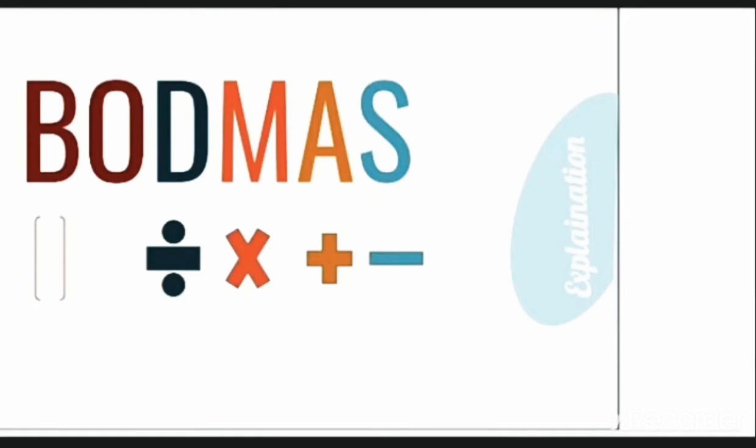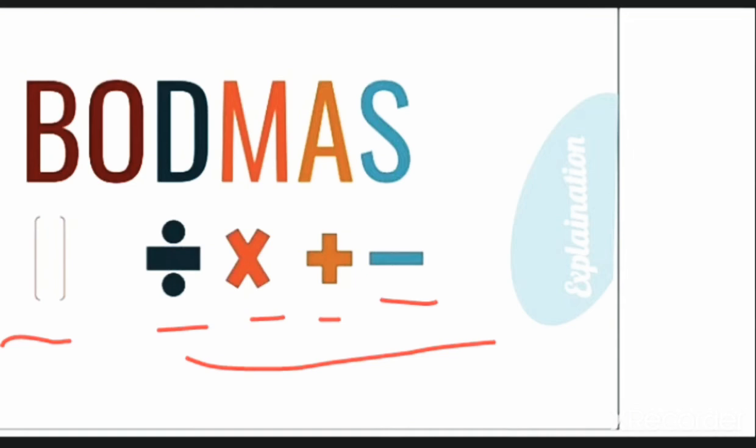Here is a short explanation of the BODMAS rule. Here B represents brackets, O represents of, D represents divide, M represents multiply, A represents addition, and S represents subtraction. Before this, we had done the DMAS rule, just this much, in which we used to do division, then multiplication, then addition or subtraction through the left to right rule.